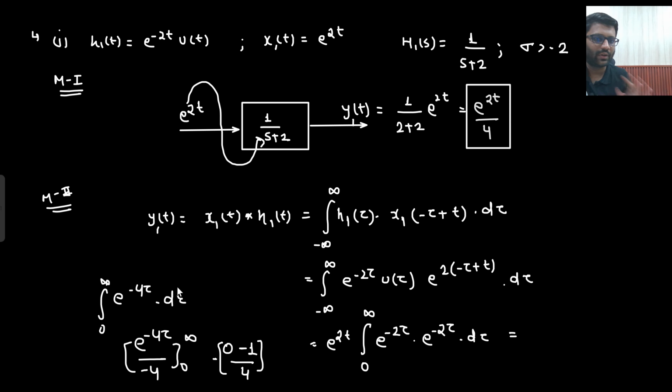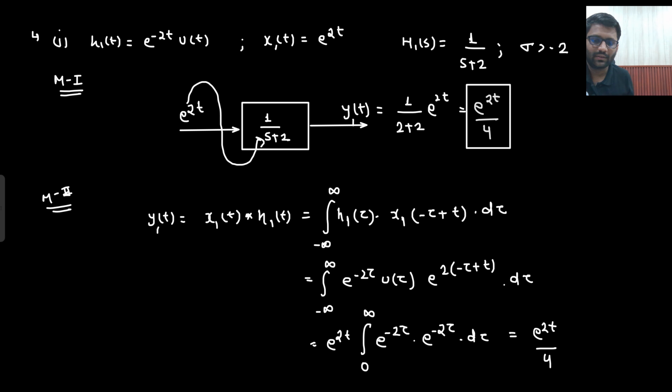So this integration you can do on your own. This will throw 1 by 4. Right? So e to the power 2t by 4. Yes, this is the output we are getting, which is correct only. So in both of the cases we are getting it correct. So yeah, this is our answer. For the first one, this is our answer.